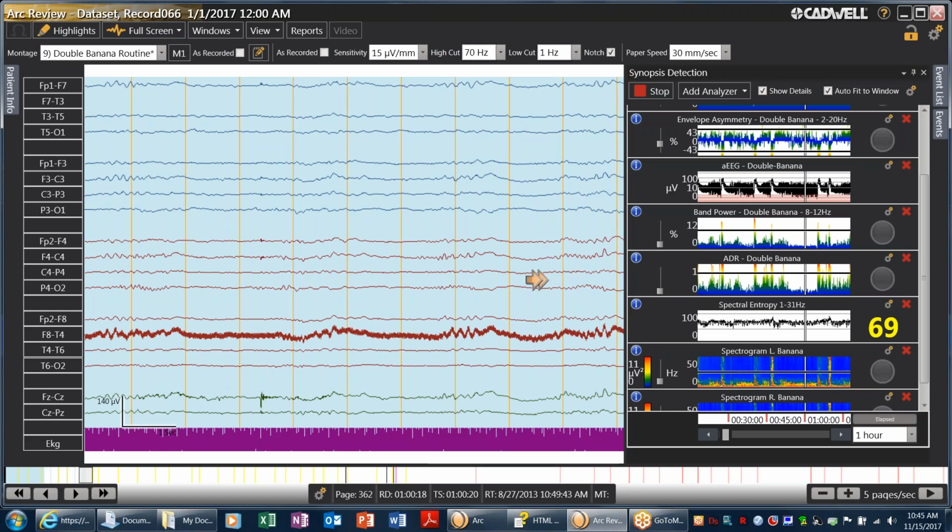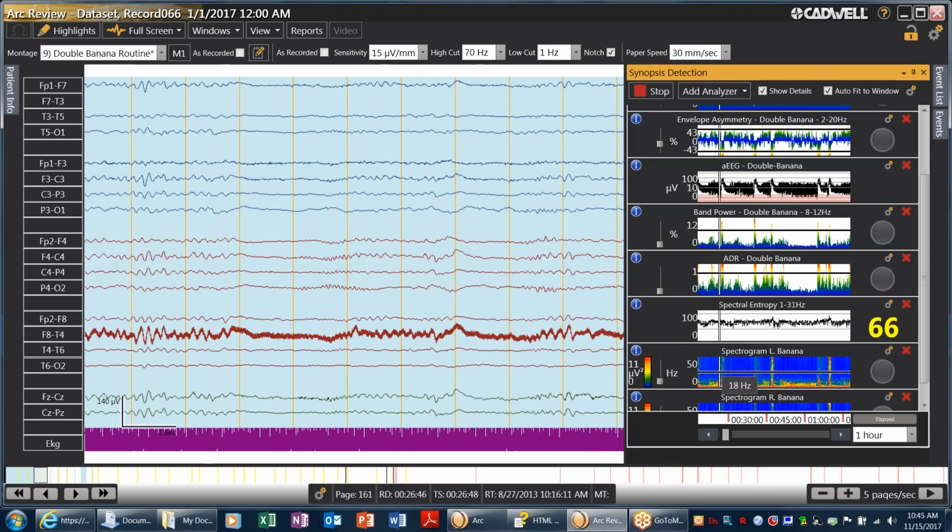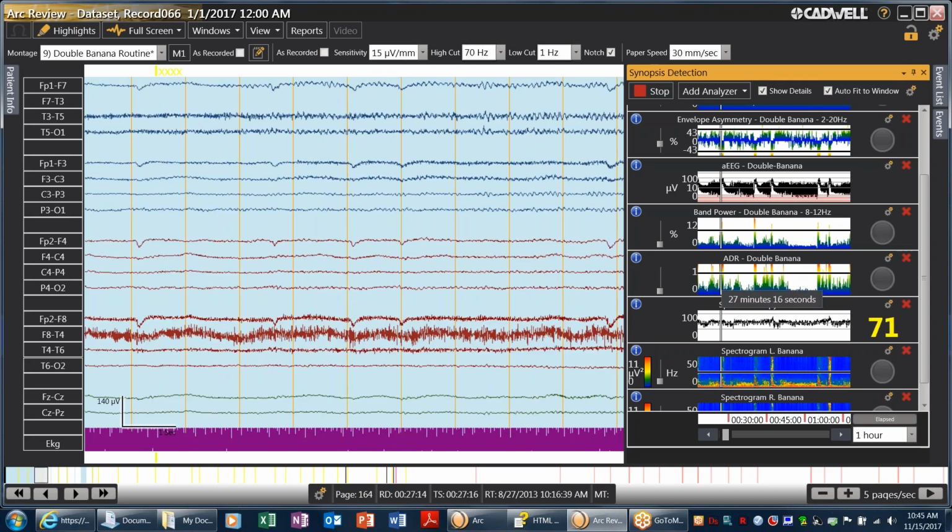Spectral entropy is sort of a measure of variability, as is the alpha-delta ratio, which sort of gives you a relative distribution of alpha activity to underlying delta activity. And certainly as you get more rhythmic here, you can often see a spike in the ADR here, depending on what the frequency of your seizures are.